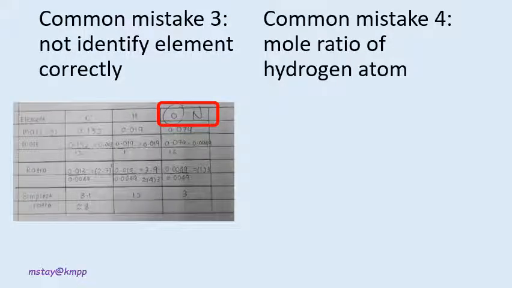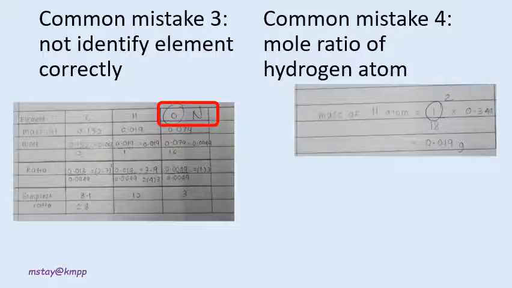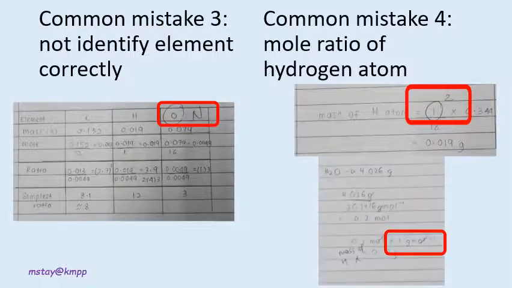Common mistake 4. Students forgot about the mole ratio of hydrogen atoms. There are 2 hydrogen atoms in the water, so supposedly here should be 2, not 1. These students are also making the same mistake.